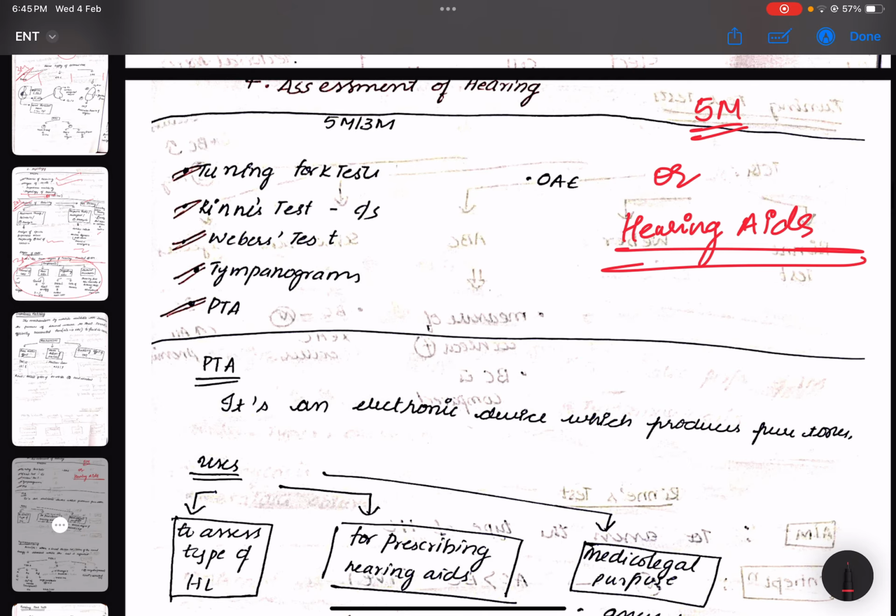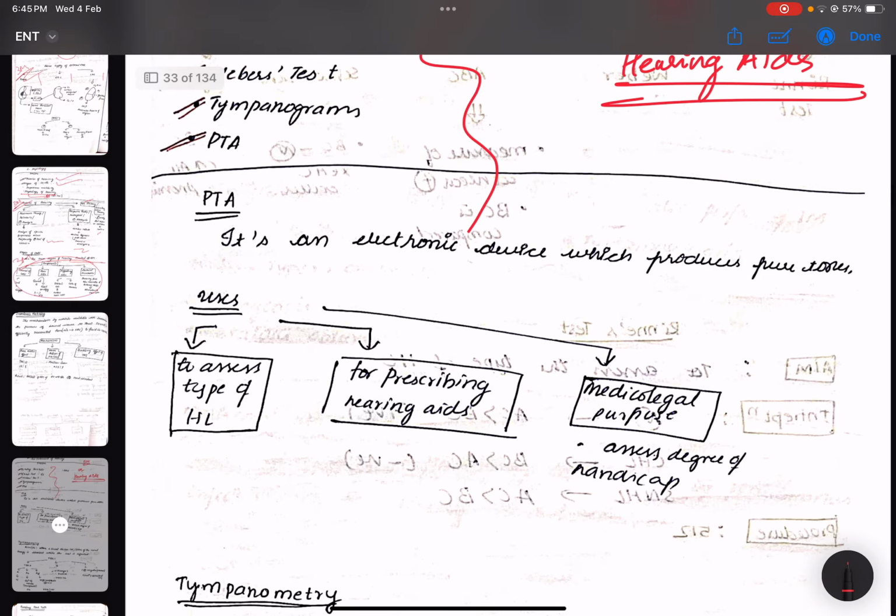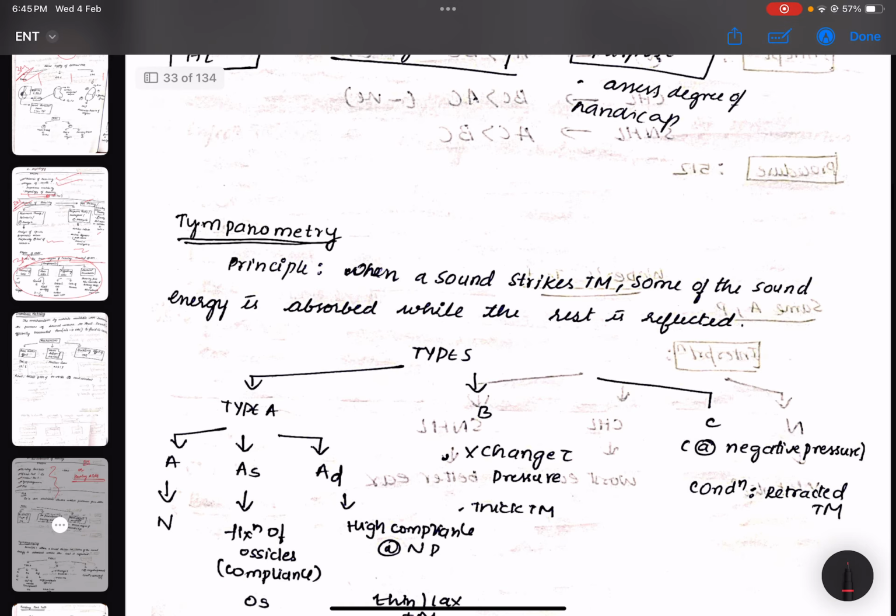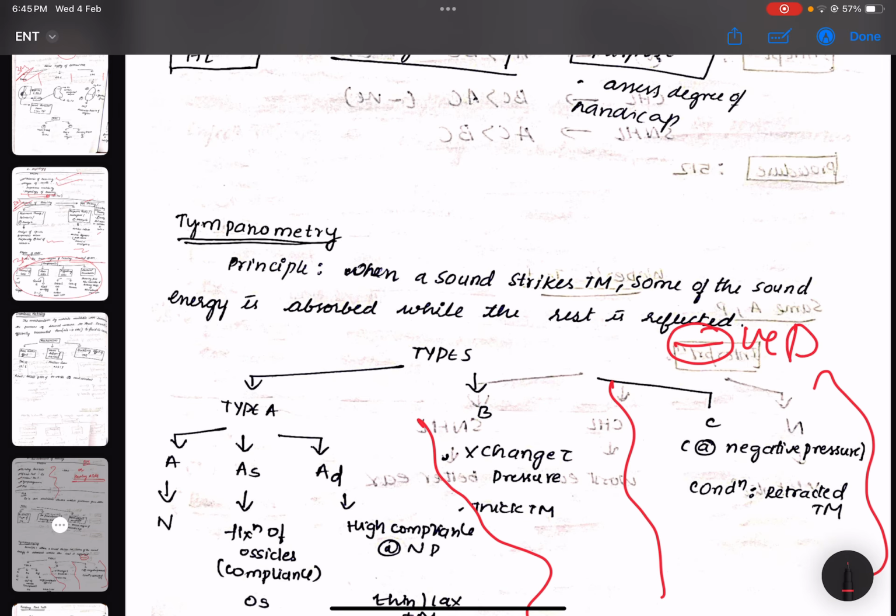Okay, so make sure you know what you are studying. These are the important questions, though this is not the most important thing. Again, tympanometry, again know the concept. What is that? Here you have negative pressure. Here there is no pressure change, but here you will have positive pressure.